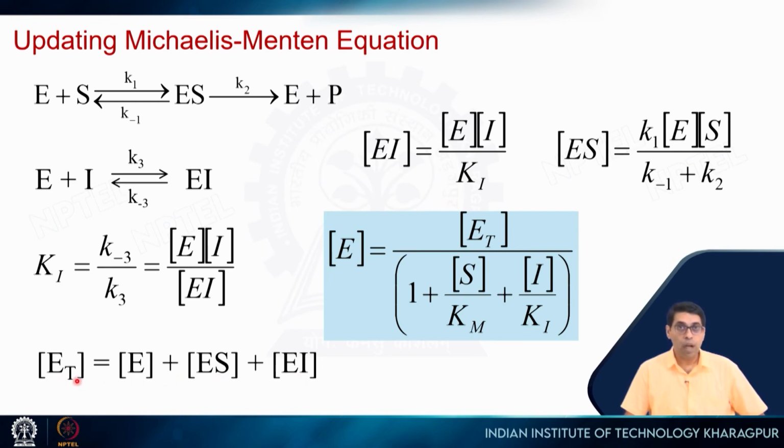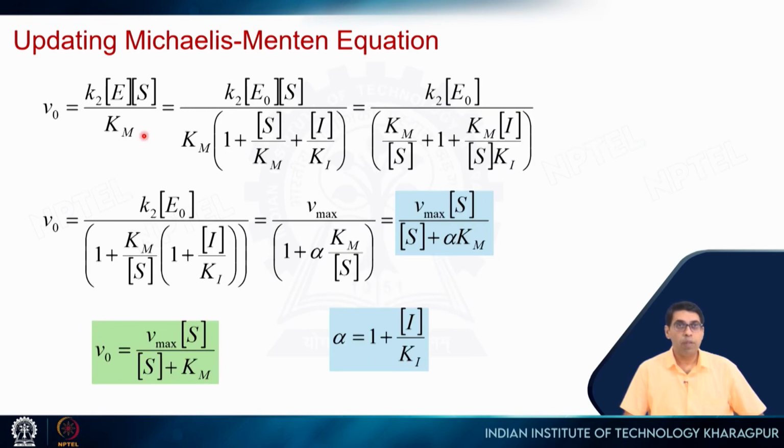So if we update it like this, we can solve for EI, EI is this, and we can solve for ES, ES is this. So we can replace K minus 1 plus K2 over K1 by Km, right? So we can plug in all of this and we will get this form. So we are plugging in ES by this and EI by this. So we get this form where the free enzyme concentration equals the total enzyme concentration divided by this, right? And we know the substrate and the inhibitor concentrations.